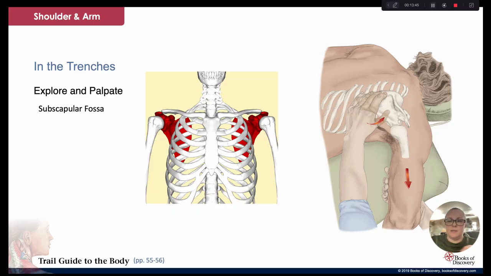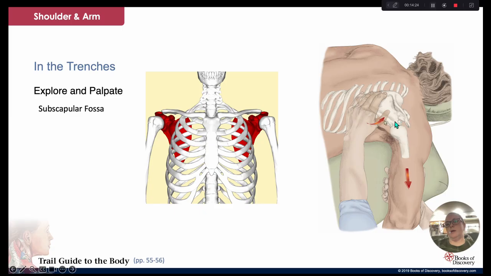All right, the trenches. The trenches that they are talking about is the subscapular fossa. There's a picture over here of just the bones. If you were to look at somebody, strip away their rib cage and everything else, and look at them straight on, you are looking at the subscapular fossa. That is this section here. This will house a muscle called the subscapularis.